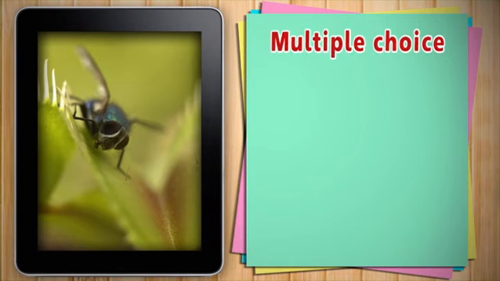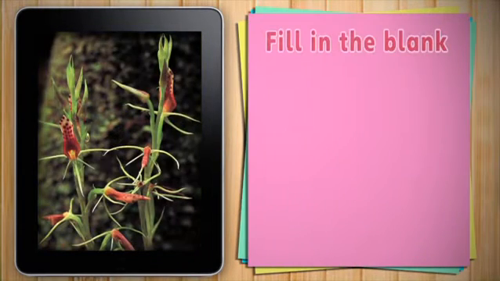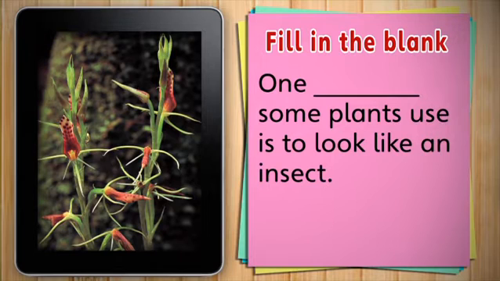What would you say to this insect? Look out! It's a behaviour, a strategy, or a trap. Look out! It's a trap! The flower on this plant looks a lot like a wasp. It's a look-alike. One strategy some plants use is to look like an insect.